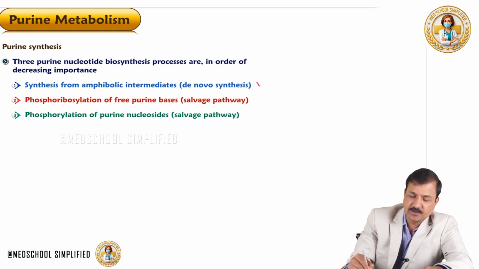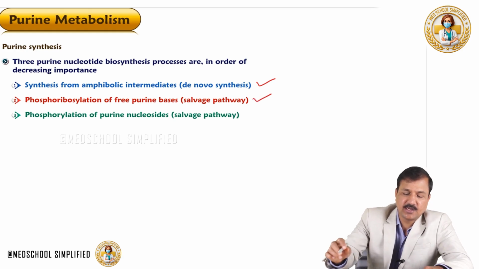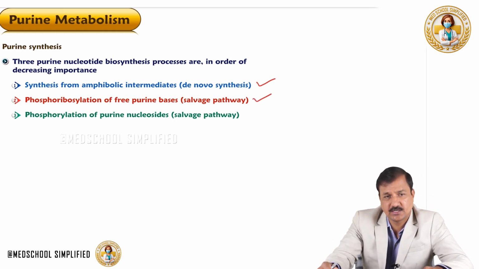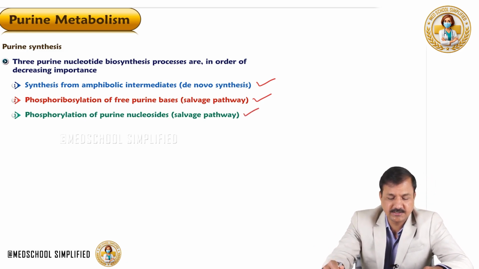One is synthesis of purines from amphibolic intermediates, that is called the de novo biosynthesis of purine nucleotides. Second is phosphoribosylation of free purine bases that are coming from cell turnover or from the food. That is basically referred to as a salvage pathway. And the third is phosphorylation of purine nucleosides coming from cell turnover to make nucleotides. That is another salvage pathway. So basically we have two salvage pathways and one de novo biosynthesis of purine nucleotides. In this particular lecture, we are going to go into de novo biosynthesis of purine nucleotides.